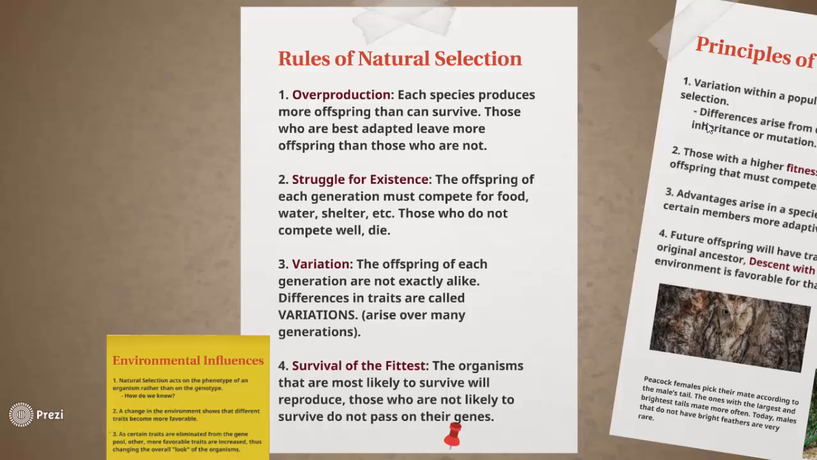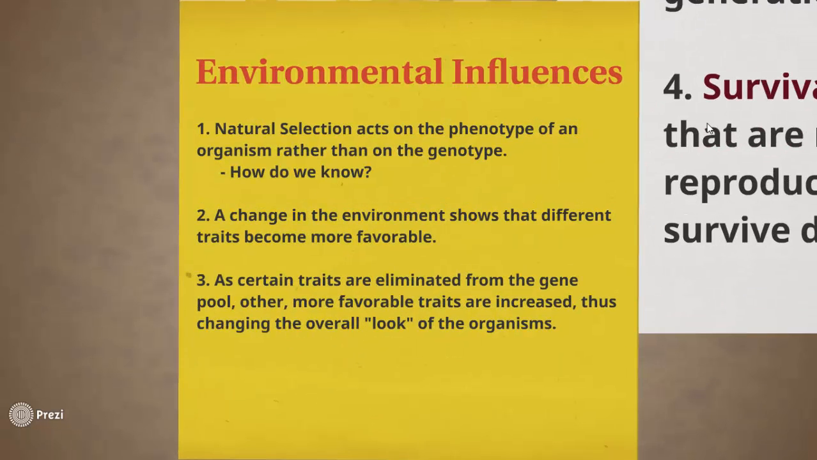And finally, survival of the fittest. The organisms that are most likely to survive will reproduce. Those who are not likely to survive do not pass on their genes. And just like with the example of the dark moth and the light moth, the environmental influences are very important and very important to understand.